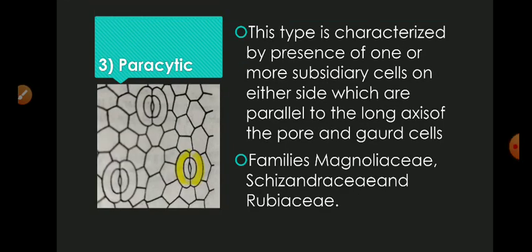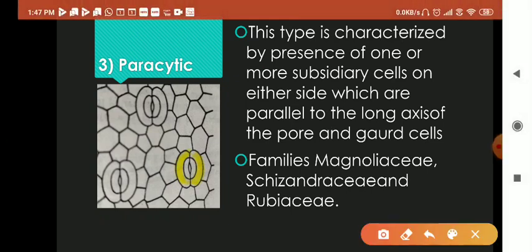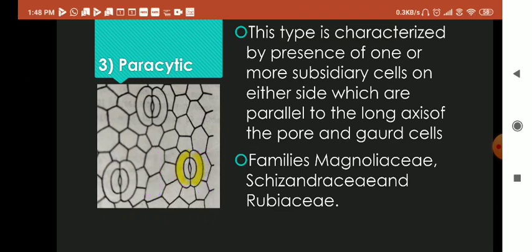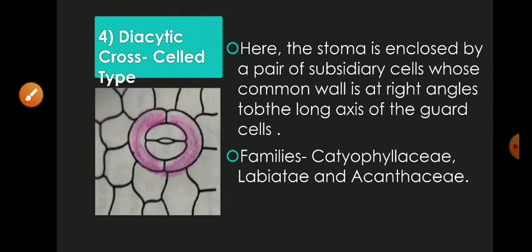Next is your parasitic, the parallel one. Here the subsidiary cells are lying parallel. You can see these are the guard cells in white, and in yellow you have the subsidiary cells. So they are just parallel to the guard cells. That's why the name parasitic.